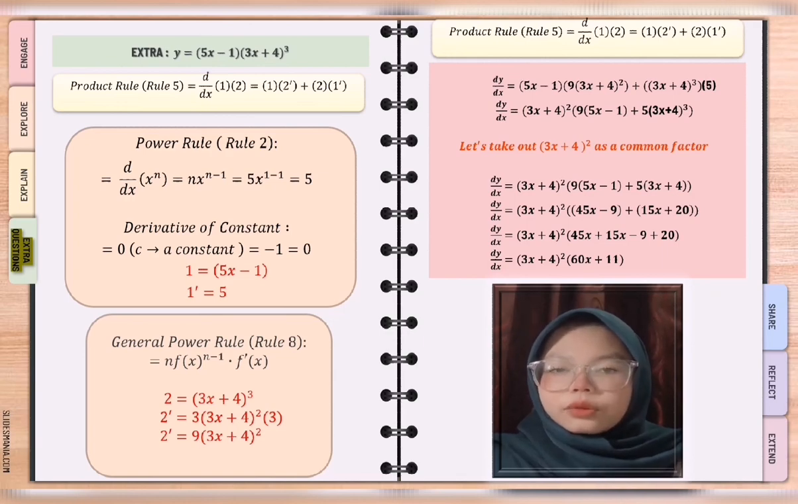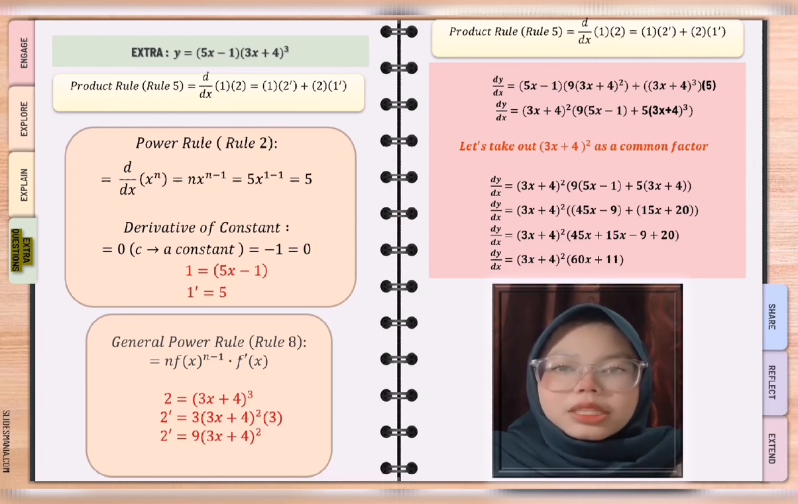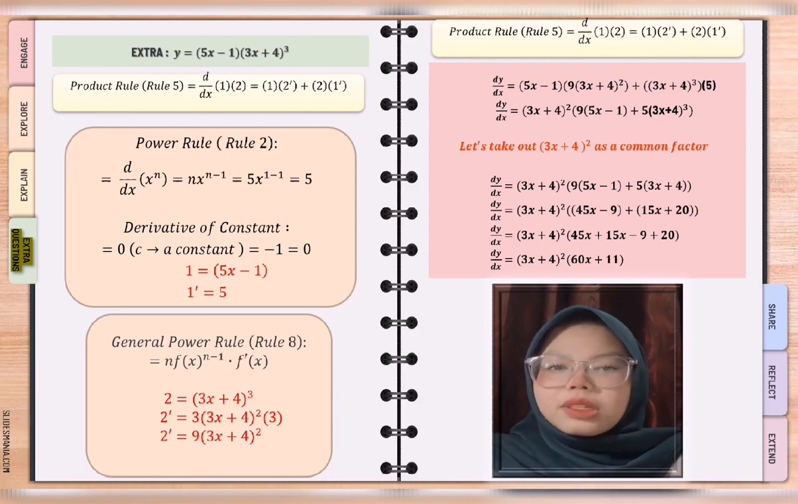So let's take out (3x plus 4) power of 2 as a common factor. So dy over dx equals (3x plus 4) power of 2 times (45x minus 9 plus 15x plus 20). Then we will separate it like (3x plus 4) power of 2 times (45x plus 15x minus 9 plus 20). Then the answer is (3x plus 4) power of 2 times (60x plus 11), because 45x plus 15x gives 60x, and negative 9 plus 20 gives 11.